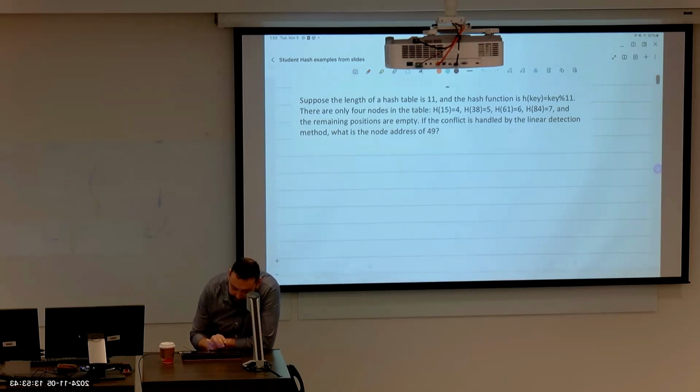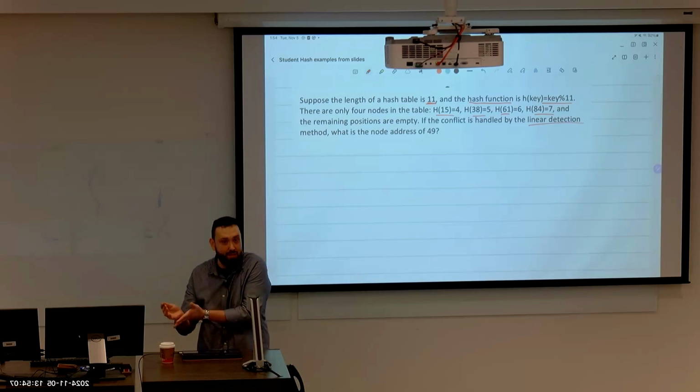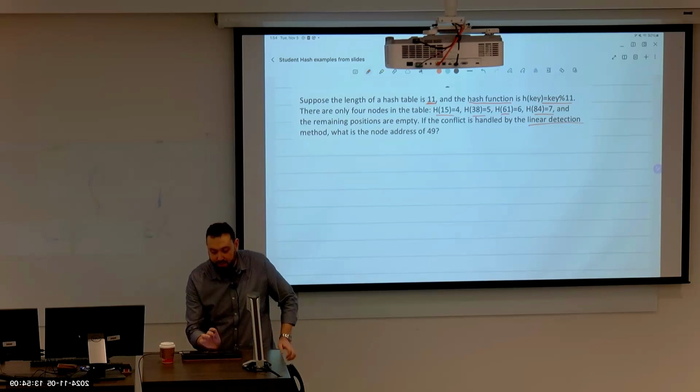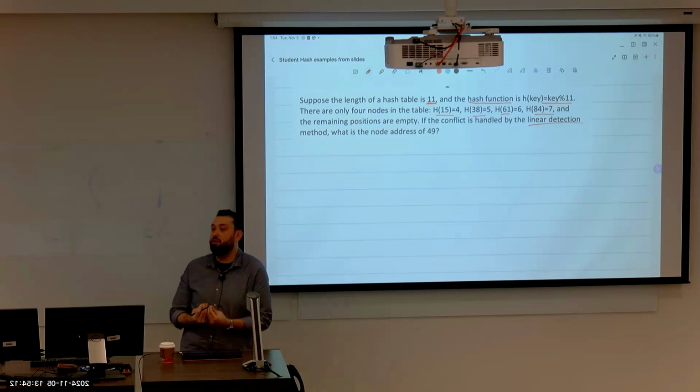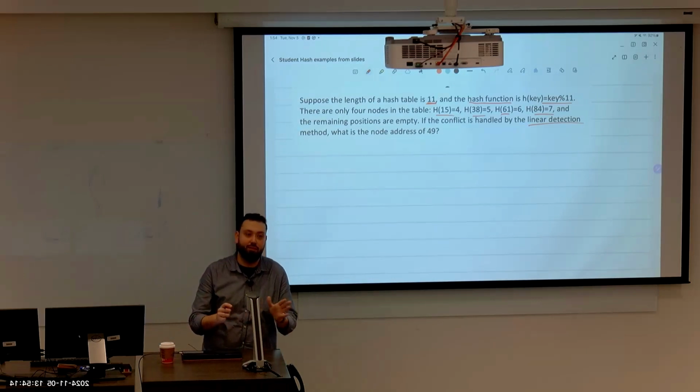Suppose the length of a hash table is 11, and the hash function is this one. Do you see? I usually give you the hash function. I'm telling you the hash function is key modulus 11. And then I'm telling you there are only 4 nodes in the table, these 4 nodes, and the remaining positions are empty. If the conflict is handled by the linear probing method, what is the node address of 49?